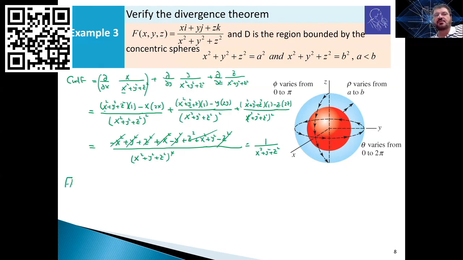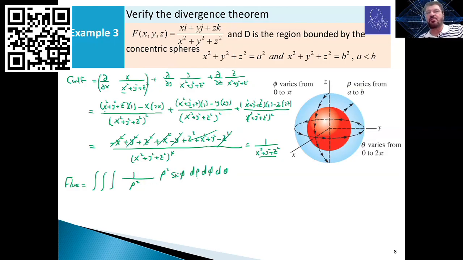So the flux now is equal to the triple integration of 1 over... look, this one is considered as spherical, isn't it? We can use the spherical coordinates here. So in spherical, this is equal to what? Rho square. And then we say rho square sine phi, then d rho, d phi, and d theta.